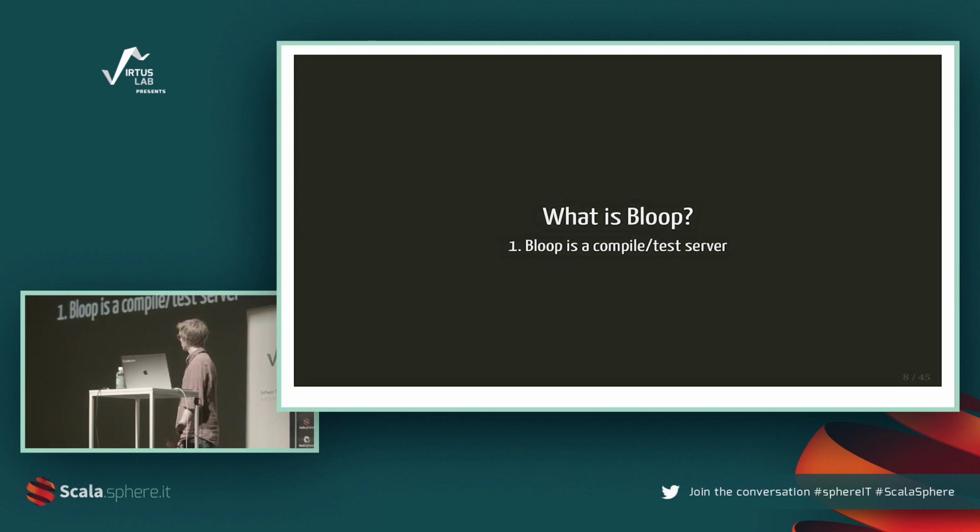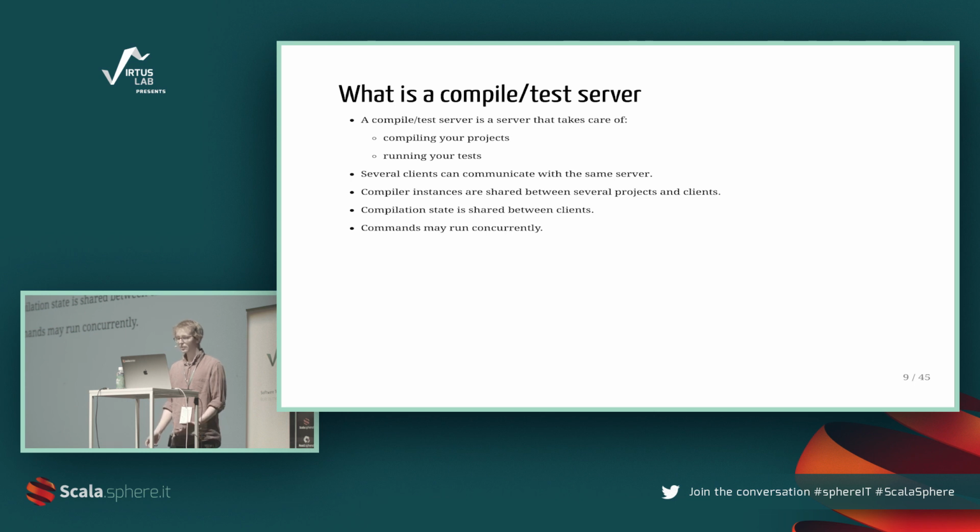All right, so now what is actually Bloop? Bloop is two things. First, it's a compile and test server. So what is a compile and test server? It is a server, obviously, that's going to compile your project and run the tests for you. And being a server, it means that one Bloop server is going to communicate with several clients. That also means you're going to share things between clients, which allows you to be faster for some reasons that we'll discover soon. And also you want to share the state of your projects between several clients, so that if two clients have to compile the same project, you will not do the same work twice if you don't need to. And also you have to support concurrent commands coming in and so on.